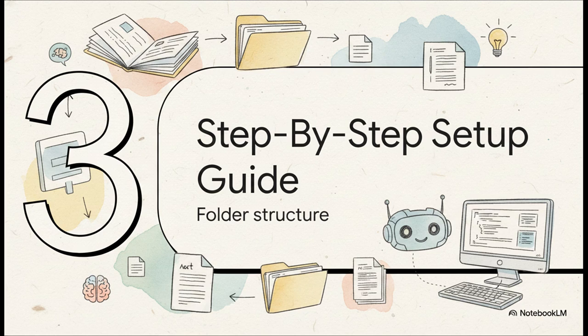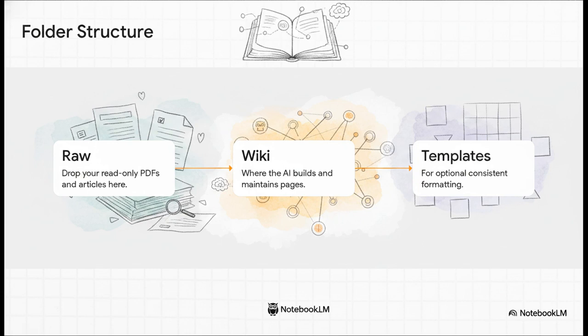Section 3. The step-by-step setup guide. Let's look at the folder structure. Let's empower you with a simple, beginner-friendly setup guide using just plain text files and an AI coding agent like Claude Code. Seriously, if you can create a folder on your computer, you can totally do this. First, you'll open a free note-taking app called Obsidian, which works perfectly with plain markdown files. You'll create a main folder, Obsidian calls this a vault, and set up 3 simple subfolders.